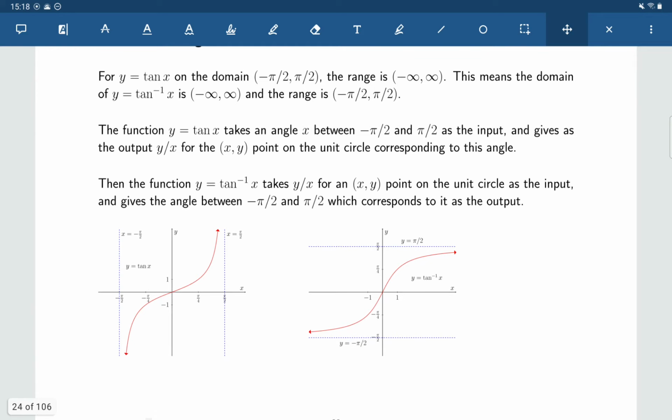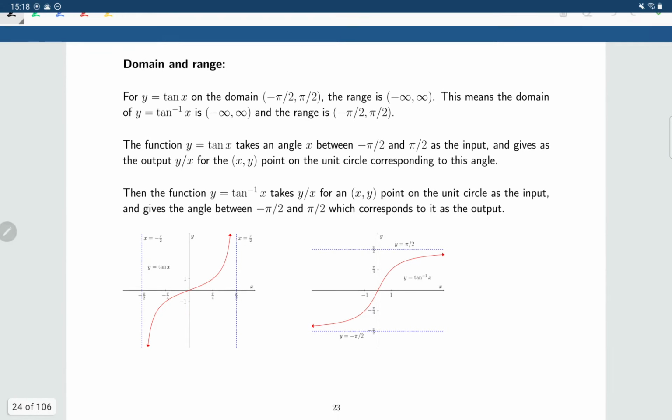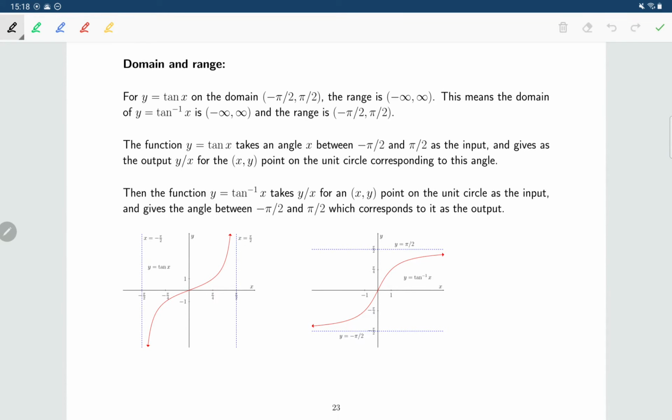One unusual thing, or I guess unique thing might be a nicer way to put it, for the tangent function as compared to the sine and cosine ones. For sine and cosine, when we restricted the domain we also had a restricted range, but for tangent, although we've restricted the domain, the range is all real numbers. That's the unusual thing here: unlike sine and cosine, where there was only a limited range, tangent's range is all real numbers.